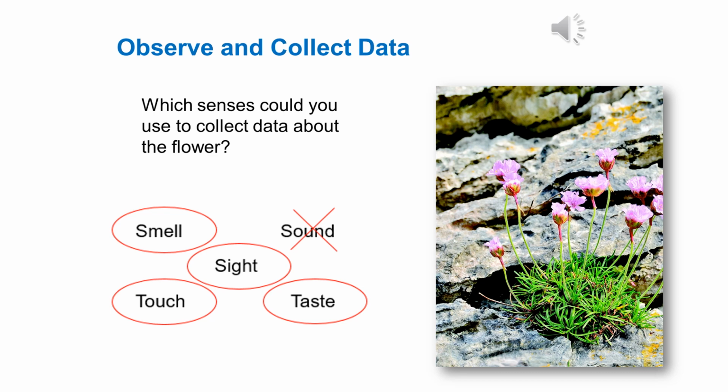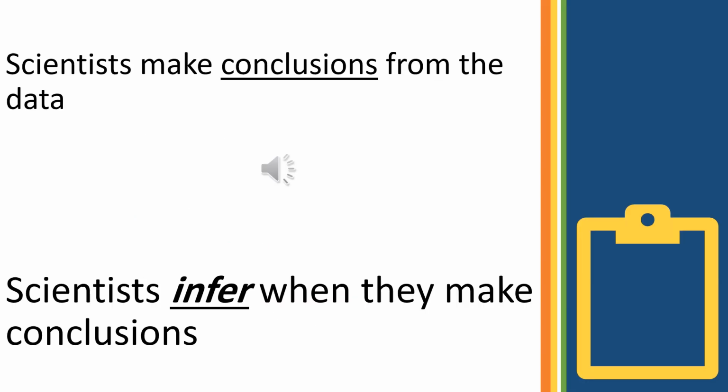Alright, observe and collect data from this picture. Which senses could you use to collect data about the flower? Super! You can smell it. You can see and describe it. You touch it carefully. Even if it is safe, you can taste it. But definitely you cannot hear anything from the flower. It has no sound. Yeah.